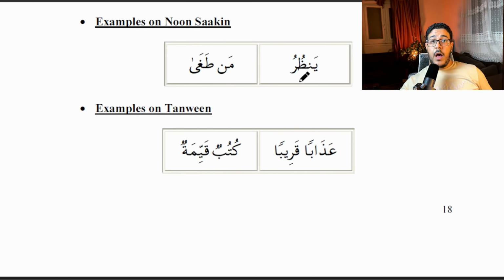And the same with the other example, noon followed by za. This is the shape of my mouth while pronouncing the letter za. Yanzur, yanzur, ta. So let your mouth take the shape and the formation of pronouncing the upcoming letter while you're starting to hide the Noon Sakin or the Tanween.